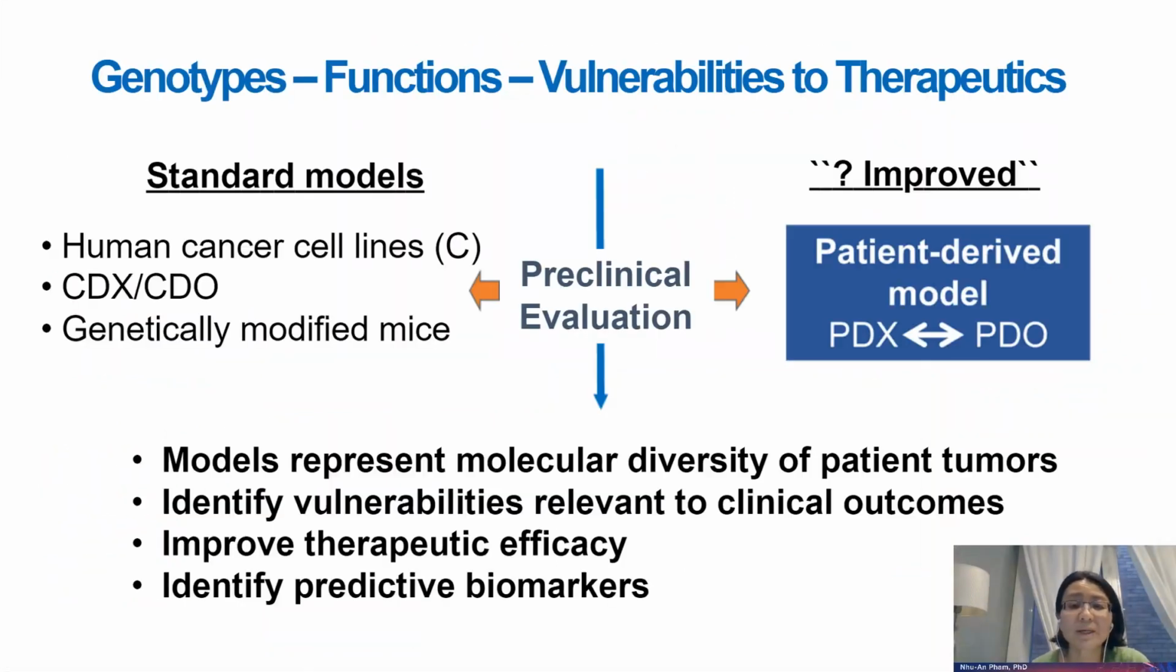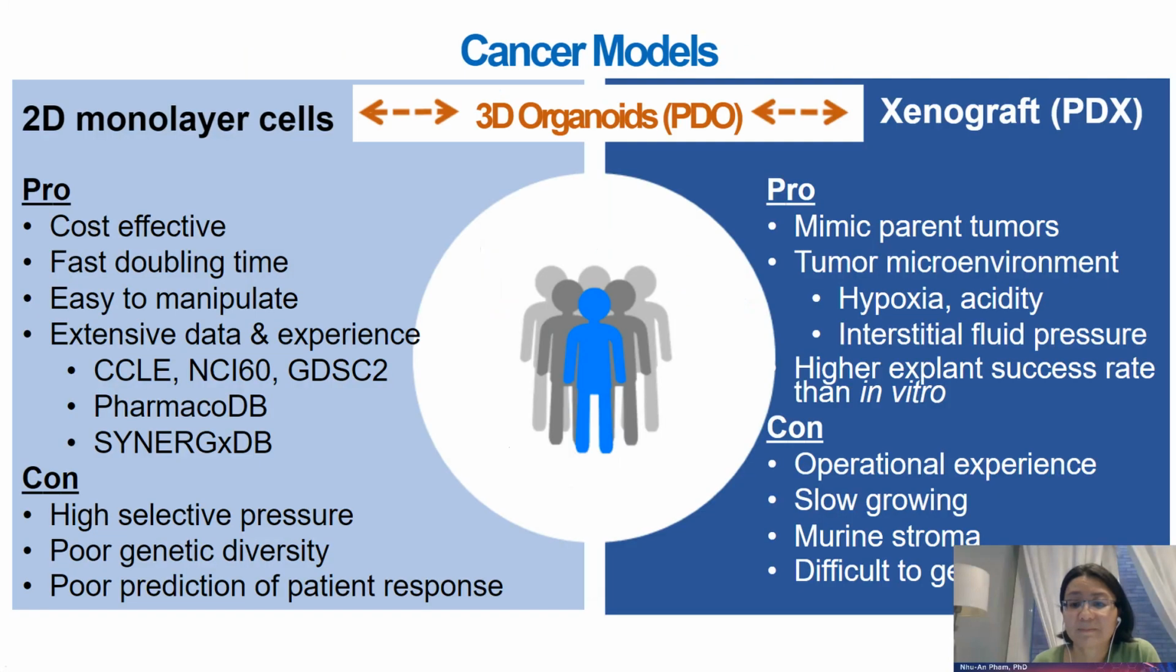So here I'll just review quickly that traditionally we've used human cancer cell lines that are propagated for a long time on plastic dishes. Now we'll be introducing the patient-derived models, the xenografts and the organoid models, which hopefully will better represent patient tumors. I'll quickly review the advantages of the different types of tumor models.